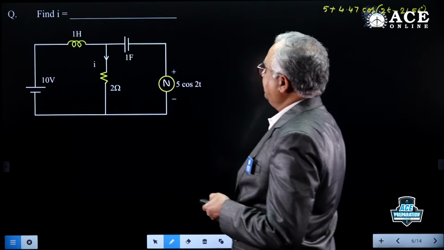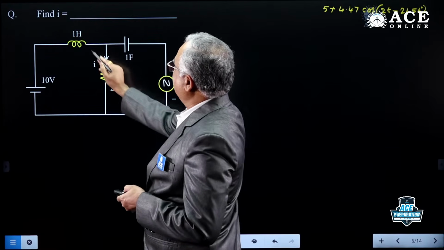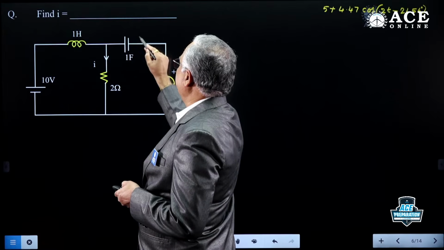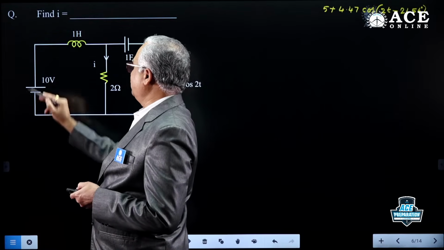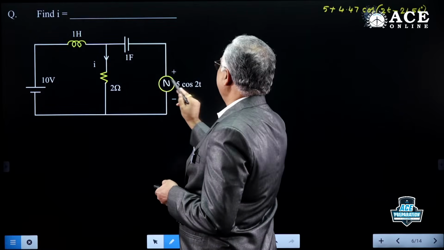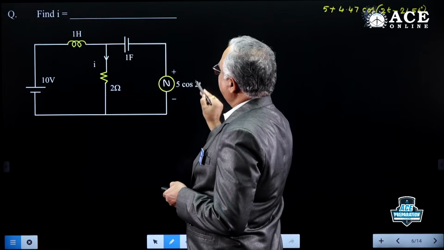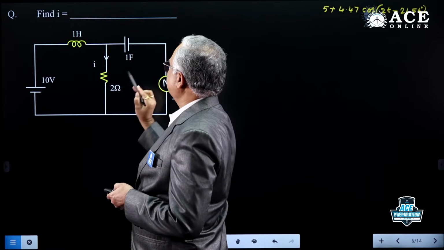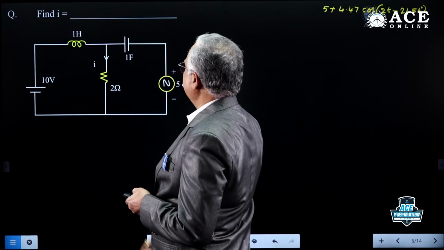This is find I. There is one inductor, 1 Henry, and a capacitor with 1 Farad, an independent DC voltage source, and an independent AC voltage source, 5 cos 2t. So there is an AC voltage source, a DC voltage source, a resistor, an inductor, and a capacitor. Find this current I.